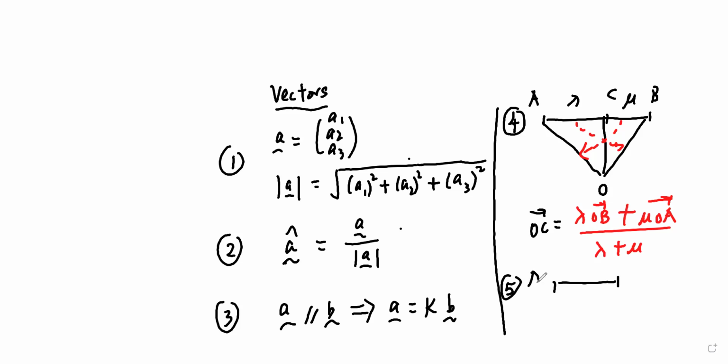For the midpoint theorem, M divides AB in the ratio 1:1, the midpoint. So with that, your vector OM will be equals to 1 unit of OB plus 1 unit of OA divided by 2. Okay? So this is the fifth point, which is the midpoint theorem.